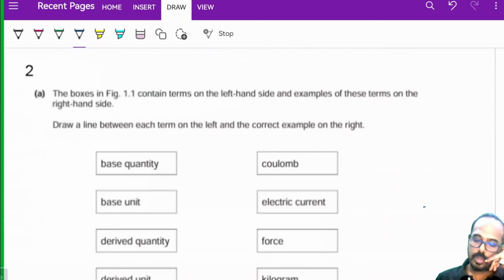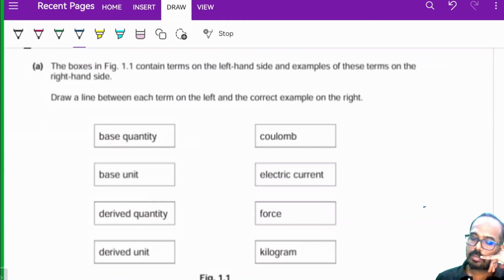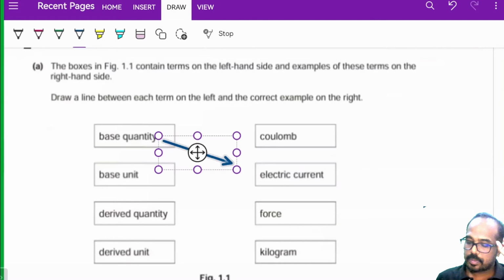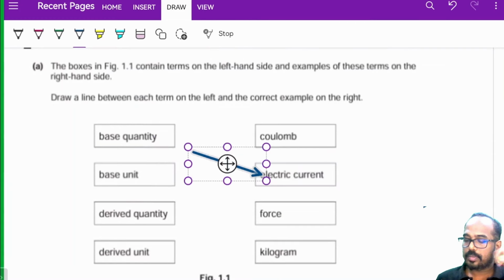The boxes in the figure contain the terms on the left-hand side and examples for those terms on the right-hand side. Draw a line from each term on the left to the correct example on the right. Okay, one by one we will check. Base quantity. Which one is a base quantity here? Coulomb? No. Electric current, right? Electric current is a base quantity. You may be confused between quantity and unit, so check this properly. Base quantity means electric current.